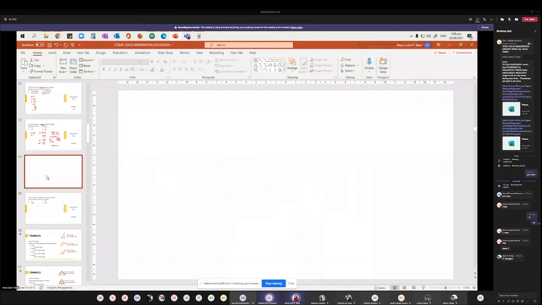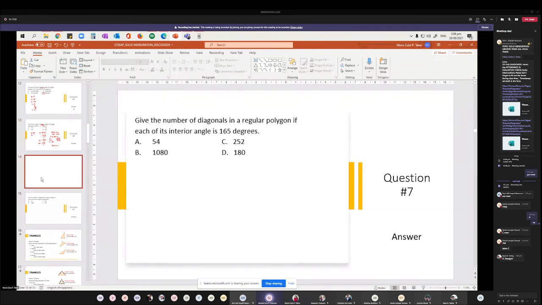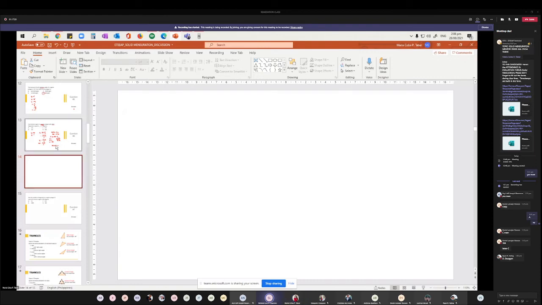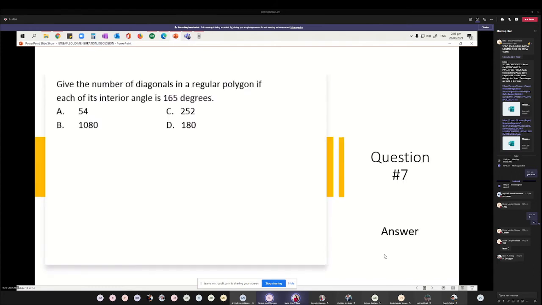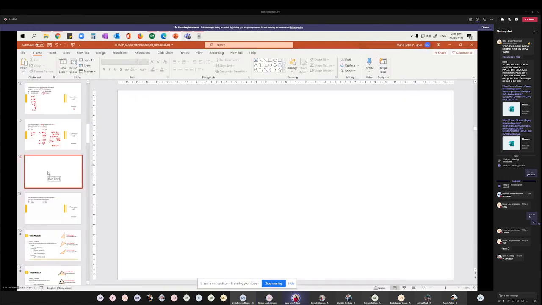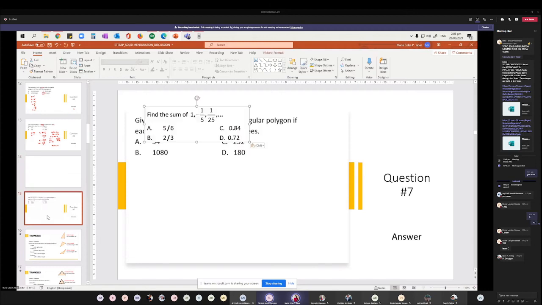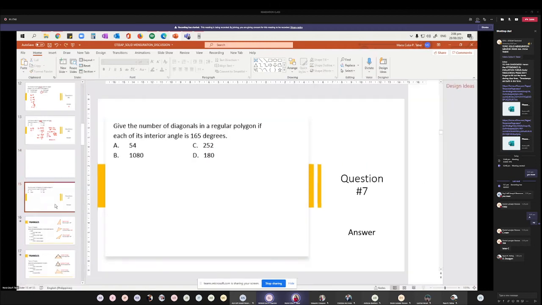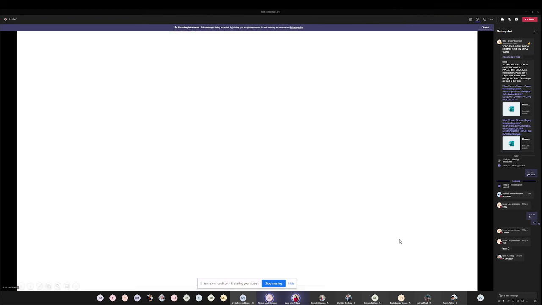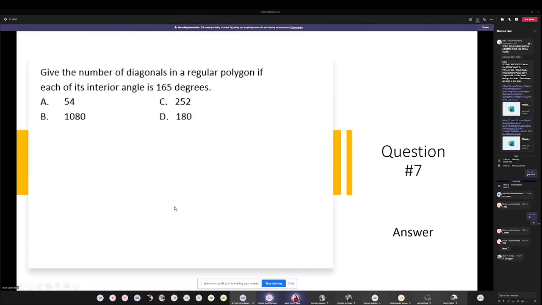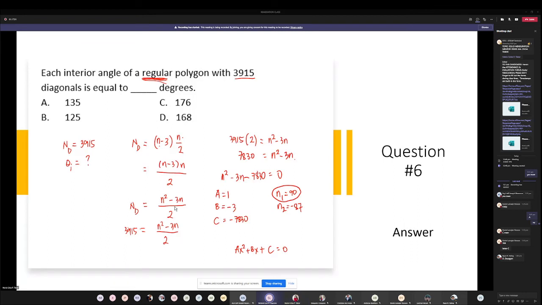Where is the solution? Look, it's gone. Anyway, I'll just rewrite the solutions for the previous problem. I couldn't see it; it's removed. I'll write it later before sharing this PowerPoint presentation.